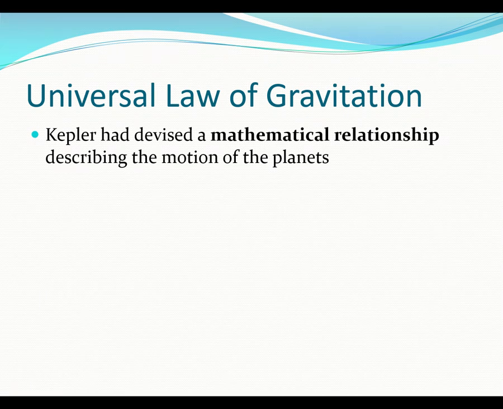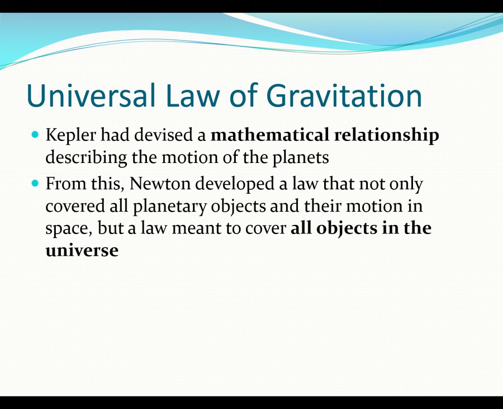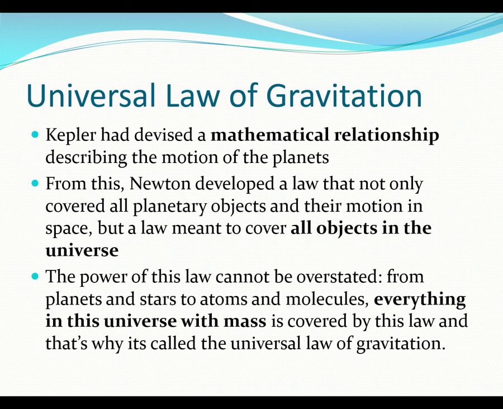So what Newton did is he used this idea that Kepler came up with, and he developed a law that not only covered all planetary objects and their motion in space, but the law meant to cover all objects in the universe. So it's incredible. The power of this law cannot be overstated. From planets and stars to atoms and molecules, everything in the universe with mass is covered by this law, and that's why we call it the universal law of gravitation.